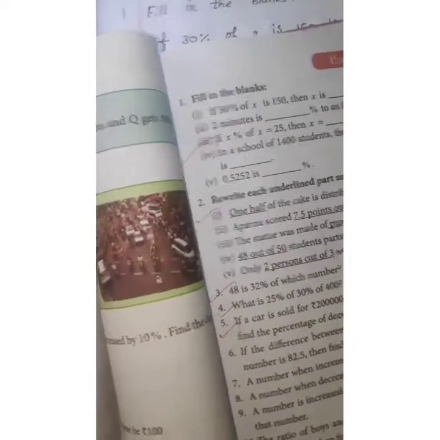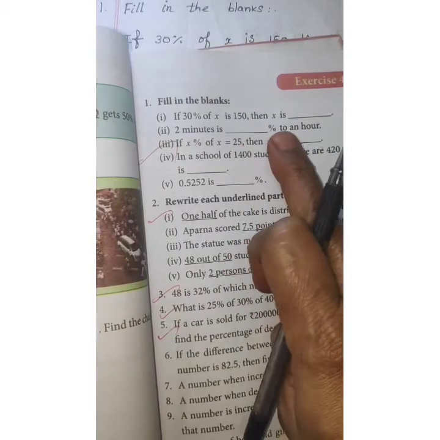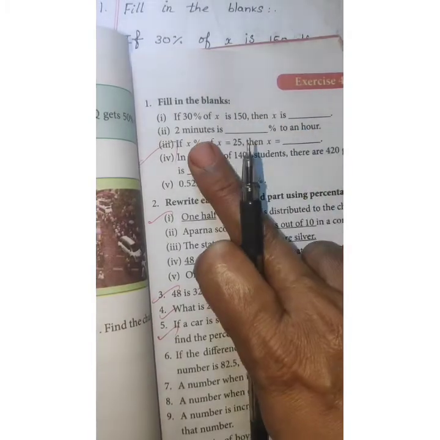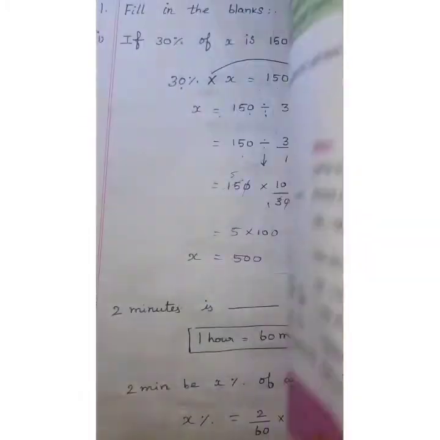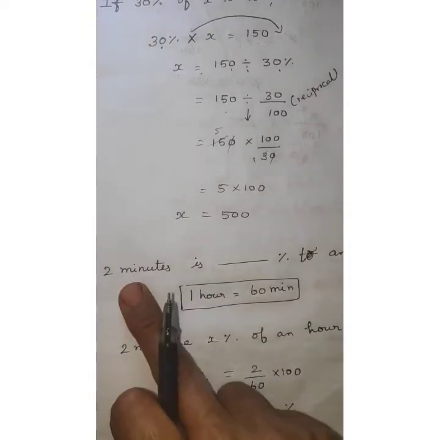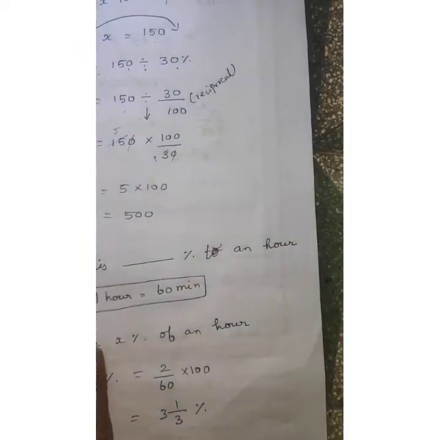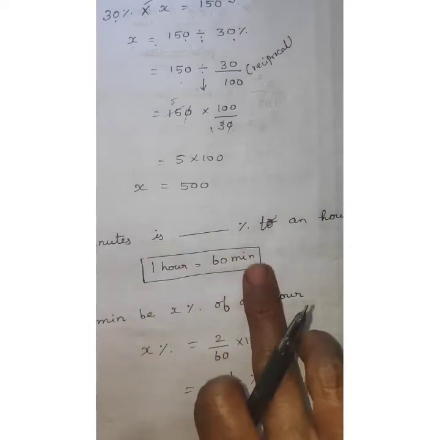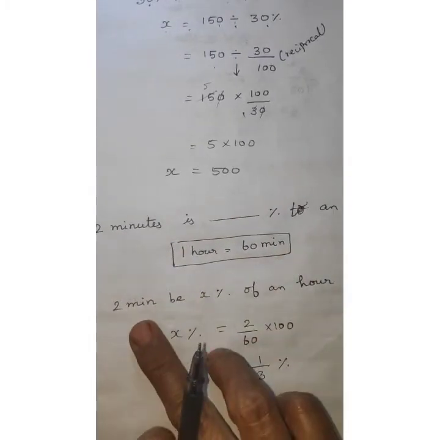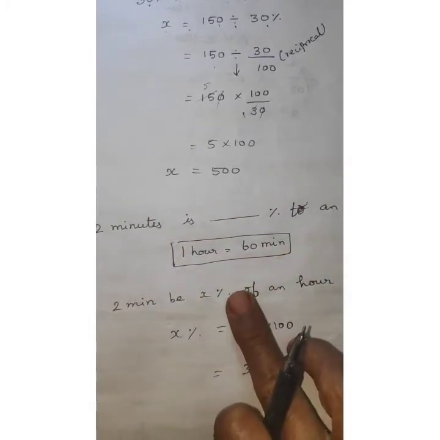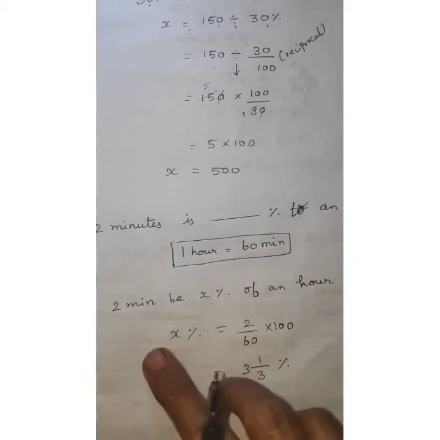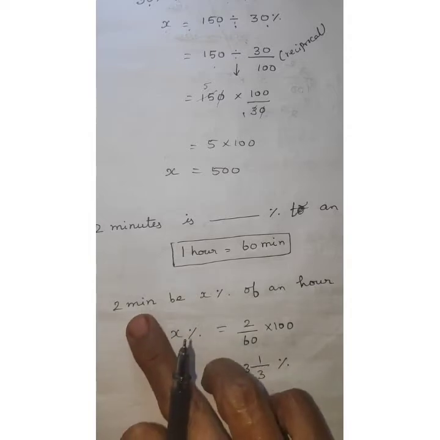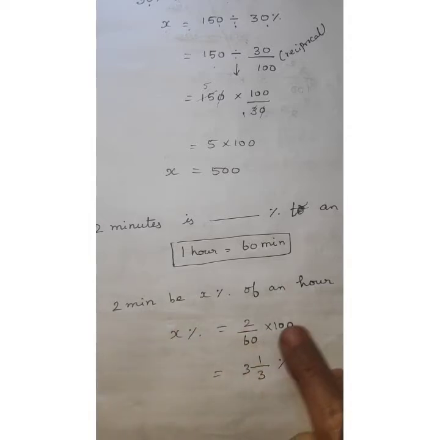Second question: 2 minutes is dash percentage of an hour. 1 hour is equal to 60 minutes. Here the hour must be changed into minutes. Let 2 minutes be x percentage of an hour. X percentage is equal to 2 by 60 into 100.